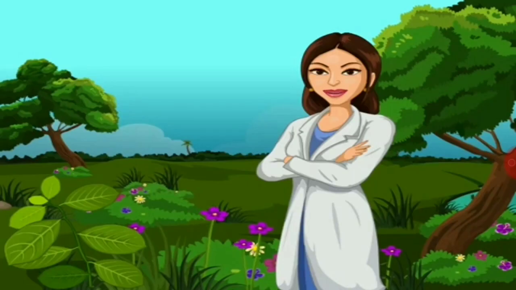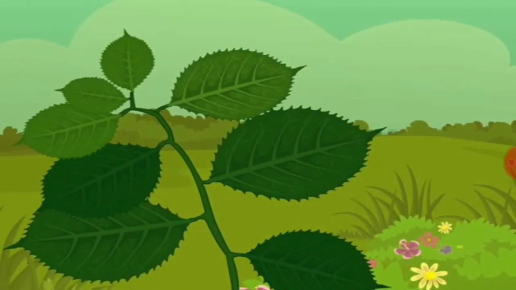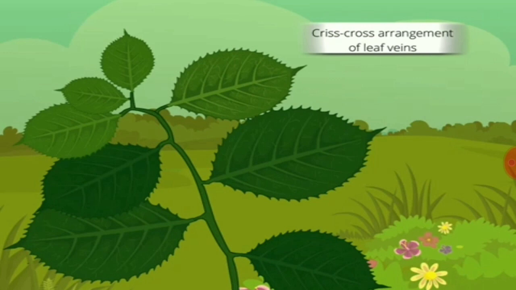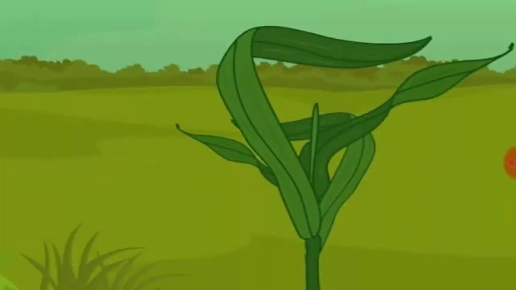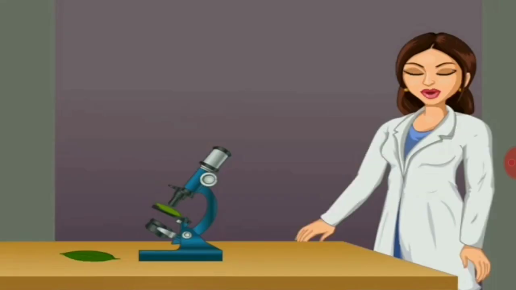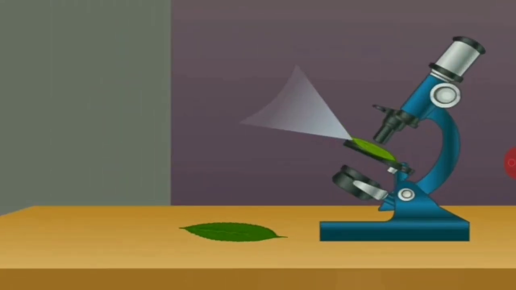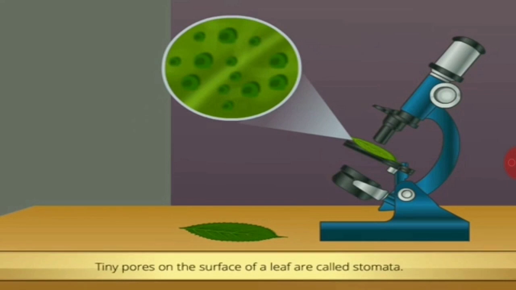Based on the arrangement of leaf veins, there can be two types of leaves. In some leaves, leaf veins are arranged in crisscross manner and form a network. In some other leaves, leaf veins are arranged parallel to each other as straight lines. If you see a leaf through a microscope, you will observe tiny pores on the surface of the leaf. These tiny pores are called stomata.